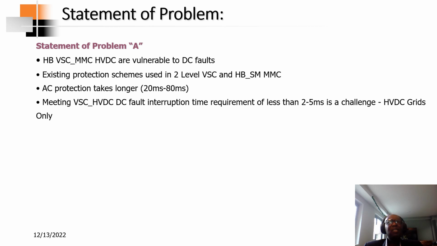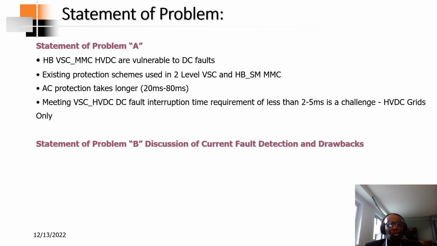Also, as HVDC configurations evolved from point-to-point and symmetric monopole configurations to the multi-terminal DC grid, eventually our goal is to achieve a DC grid and super DC grid. The requirement is to achieve a fault interruption time of 2 to 5 milliseconds, and that is a challenge if we continue to utilize the existing protection scheme utilizing AC circuit breakers on the AC side of the converters.